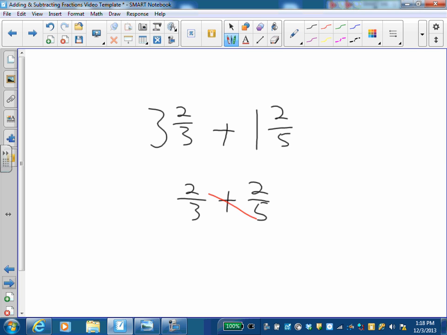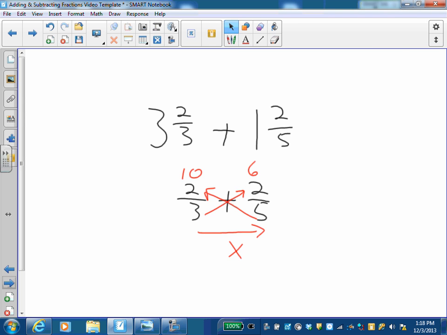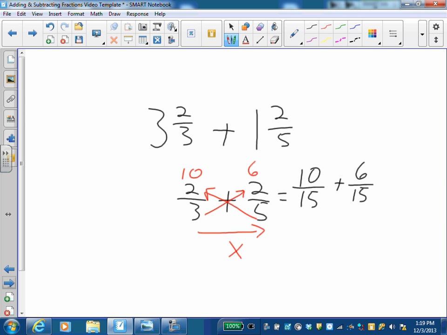I'm going to go ahead and do what I've learned how to do to solve this problem. 5 times 2 is 10. 3 times 2 is 6. And then I'm going to multiply 3 times 5 to get my common denominator. So I'm going to have 10 over 15 plus 6 over 15. Much smaller numbers to work with than what we had before, but it's because I haven't worked with the whole numbers yet. So I add that up and I get 16 over 15.